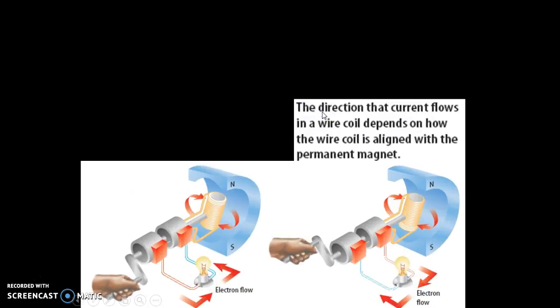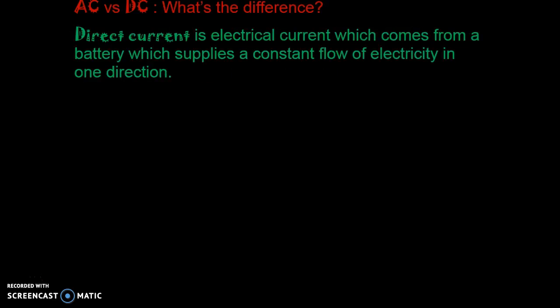Okay, and the last thing, we'll click through this, is that there are two different types of currents, and I threw this in here at the end simply because it's better to talk about it once we've talked about magnets. So let's go through this quickly here.